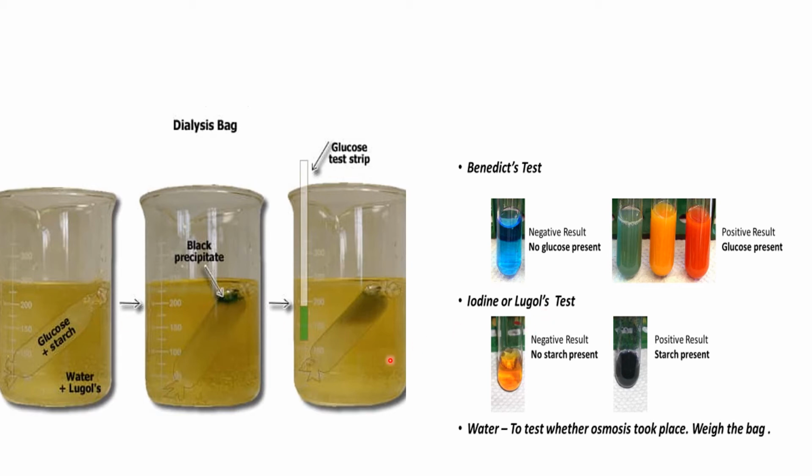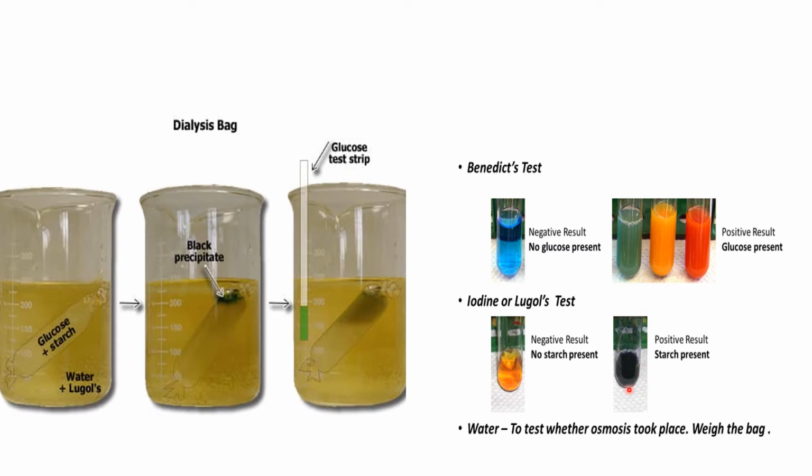And so this test right here is for us to figure out whether iodine passed in or out, and the same thing for starch. We call it the iodine or the Lugol's test. So iodine is yellowish, kind of brownish in color. If iodine does not react with starch, it is going to remain kind of brownish in color, and that would tell you that there was no starch present in that test tube.